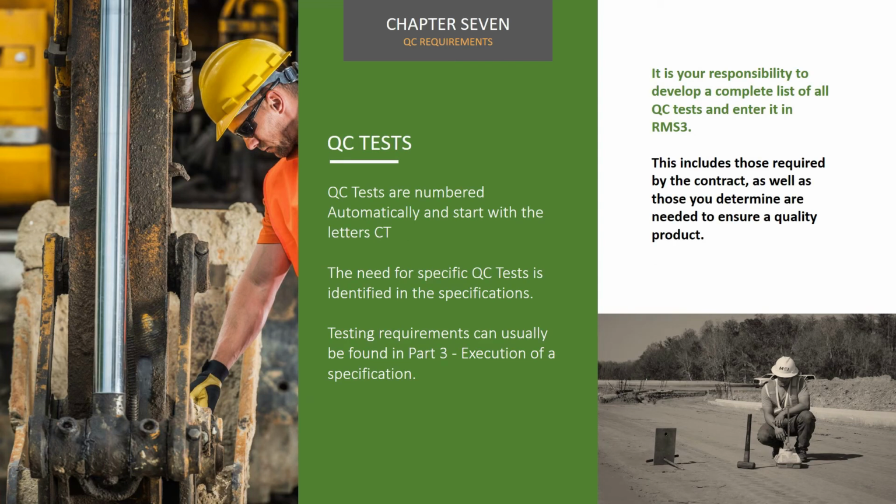QC tests are numbered automatically in RMS and will start with the letters CT. The need for specific QC tests is identified in the specifications. Testing requirements can usually be found in Part 3, Execution of a Specification. It is your responsibility to develop a complete list of all QC tests and enter it in RMS3, those required by the contract, as well as those you determine are needed to ensure a quality product.